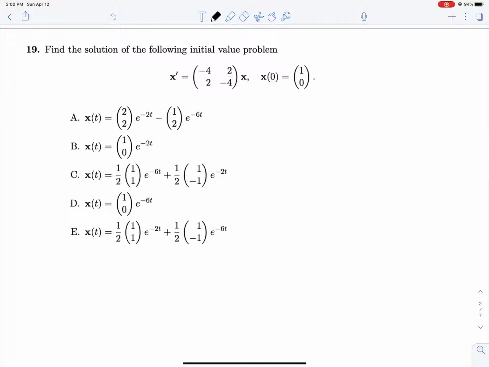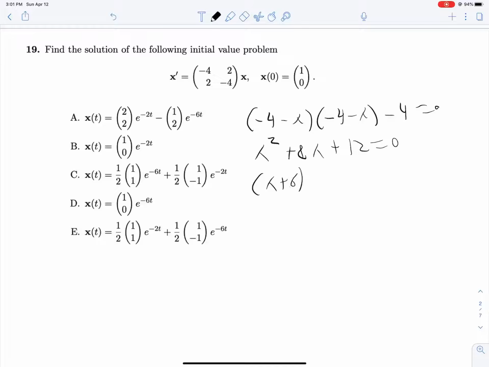Number 19, let's find the solution to this initial value problem. So yet again, we're solving the determinant of A minus lambda I equals 0: negative 4 minus lambda, negative 4 minus lambda, minus 4 is equal to 0, or lambda squared plus 8 lambda plus 16 minus 4 is plus 12 equal to 0. Let's see, how can we factor this? This is lambda plus 6, lambda plus 2 is equal to 0, or lambda is equal to negative 2 and negative 6.